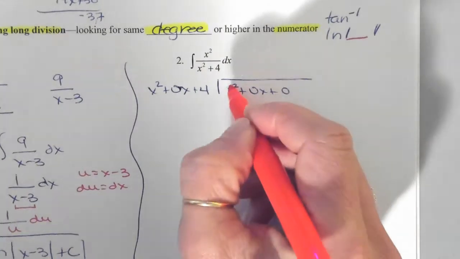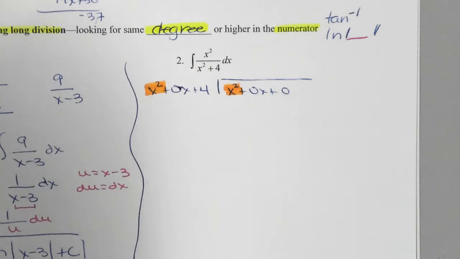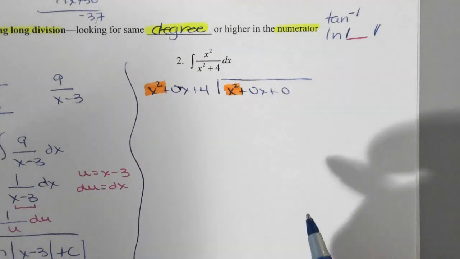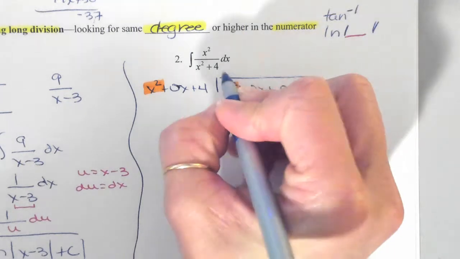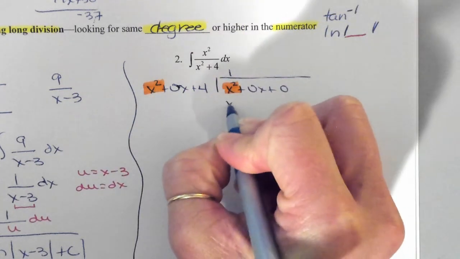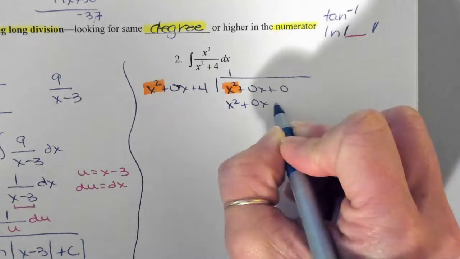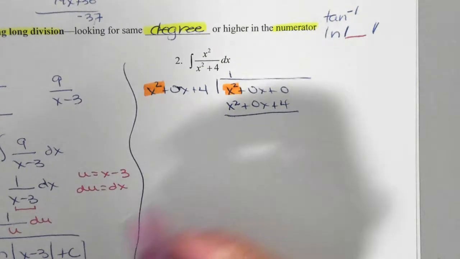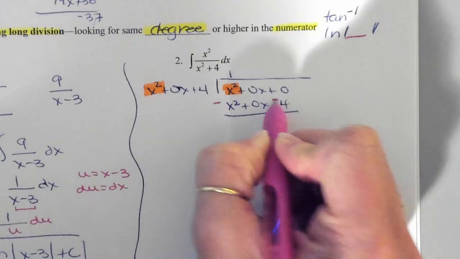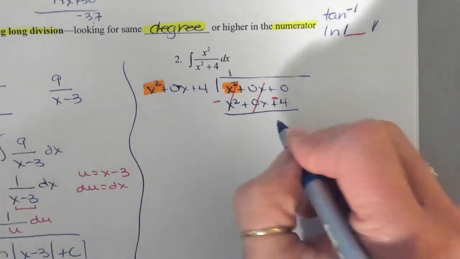So remember, you divide the first term underneath by the first term on the outside. Okay? So what's x squared divided by x squared? 1. 1 times x squared is x squared. 1 times 0x is 0x. 1 times 4 is 4. What do you do to the bottom row? Yep, change the signs to the opposite. Okay, so this is gone, this is gone, and I'm left with a remainder of negative 4.